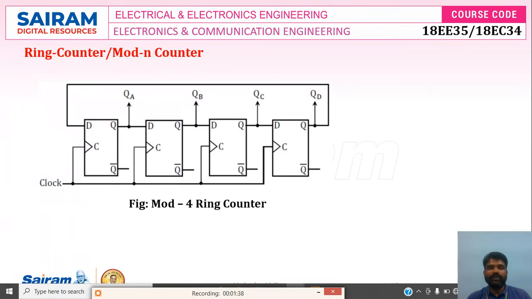So the ring counter or mod n counter. Here we use 4 flip-flops, and it is called a mod 4 ring counter. Clear now? So let's see the configuration. Since it is a synchronous sequential circuit, all control inputs are connected to the clock pulse.